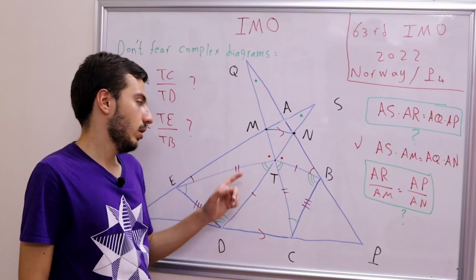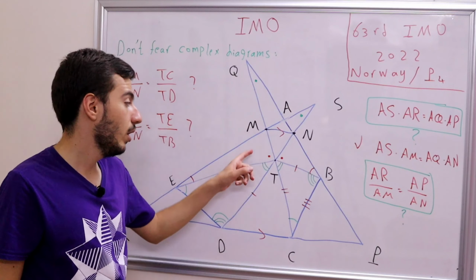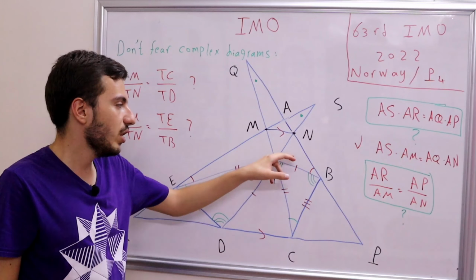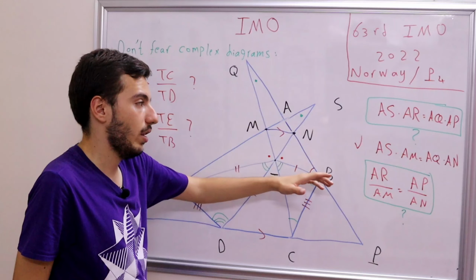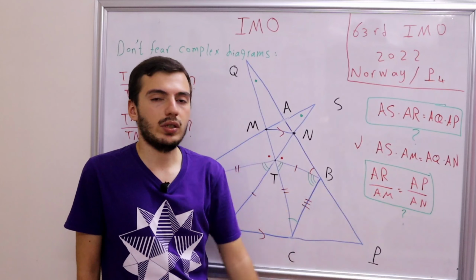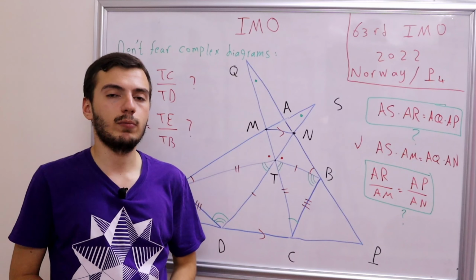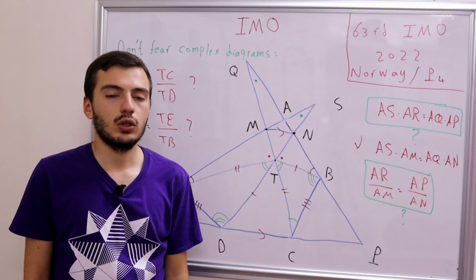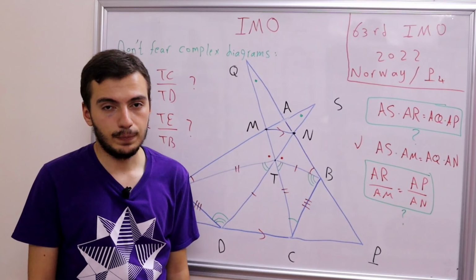Subtract them and you get this angle is the same as this angle, and basically that just shows that these two are similar, and thus you can now go backwards to get that AS times AR equals AQ times AP, and simply you will get, by the converse of power of a point, that this is a cyclic quadrilateral, and that's basically the IMO problem 4 of this year.